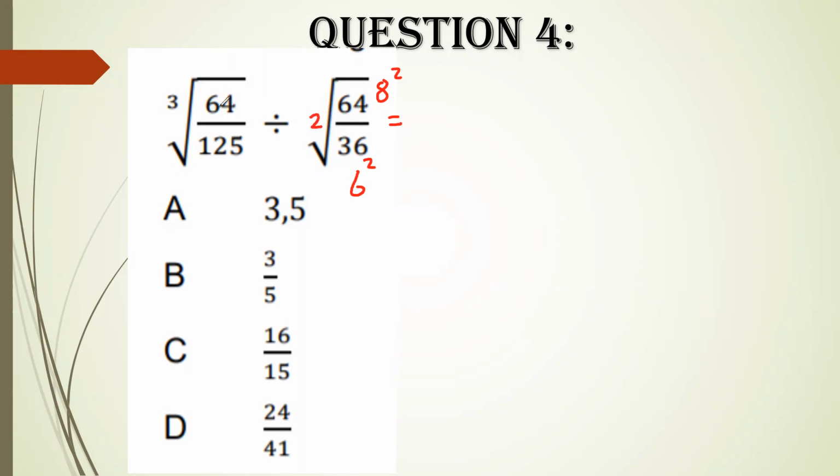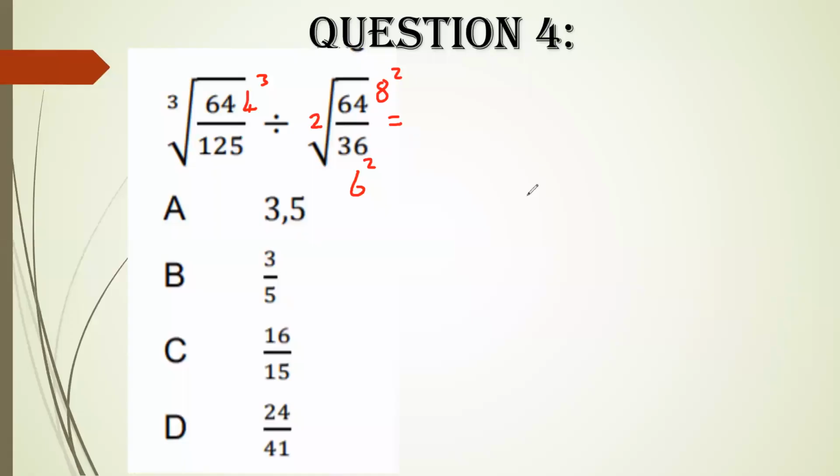And for this one, 64, how can we write with power 3? Power 3, so you can write 4 power of 3, because 4 times 4 times 4, and you are getting 64. Is it correct? Just think about that. Yes, 4 times 4 times 4, making you 64. And then for 125, we can write with 5 power of 3. So from now, it is easy to get the answer.